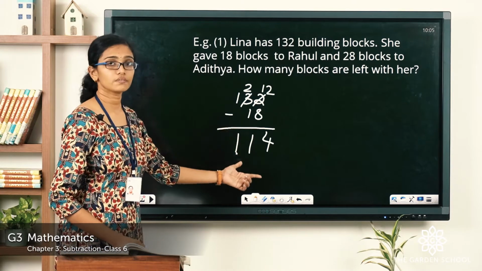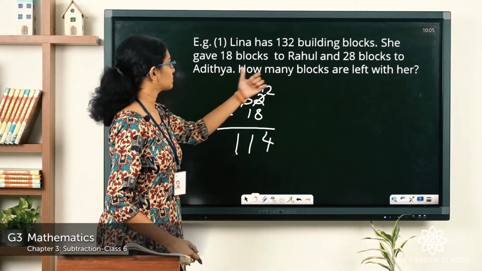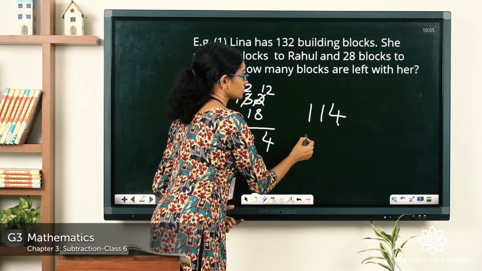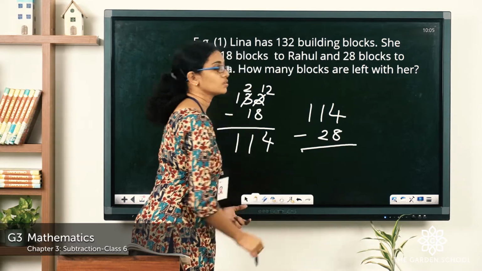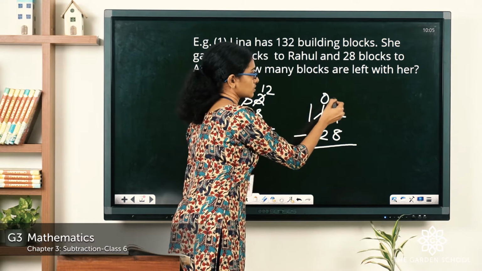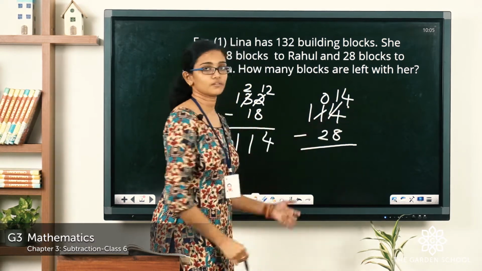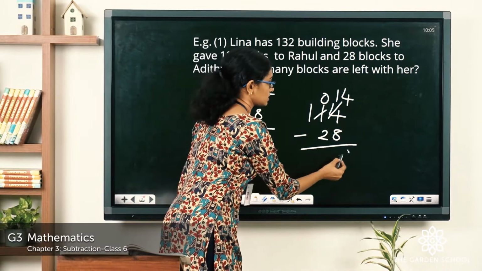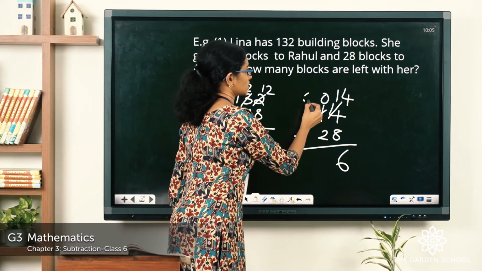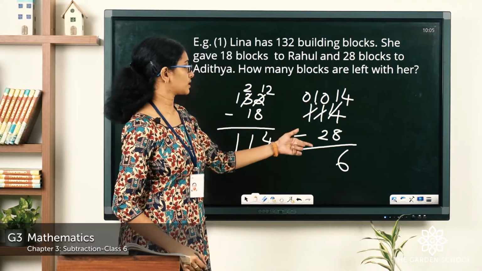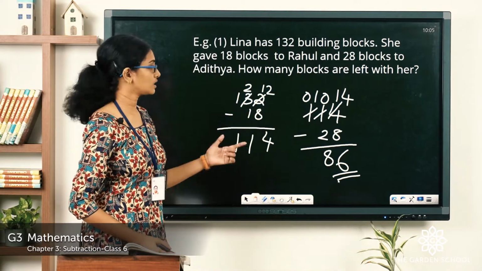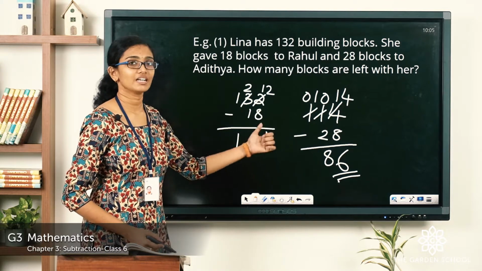Then from these 114 blocks she gave 28 blocks to Aditya. So what is the number of blocks left with her? We borrow, so this becomes 0 and this becomes 14. So 14 minus 8, it is 6. 0 minus 2 we cannot do, so we borrow. So this becomes 0, this becomes 10. 10 minus 2, it is 8. So what is the final number of blocks left with her? She has 86 blocks left with her.